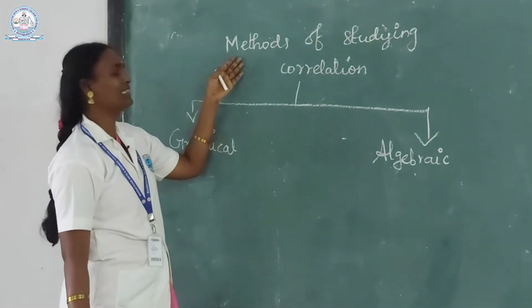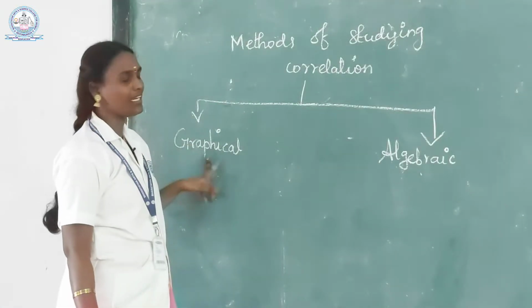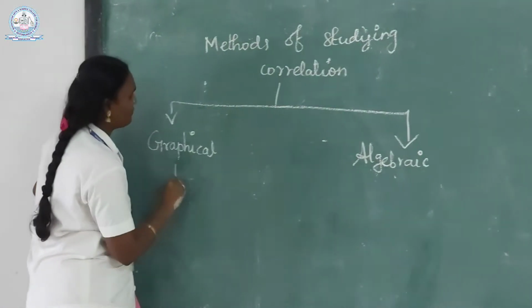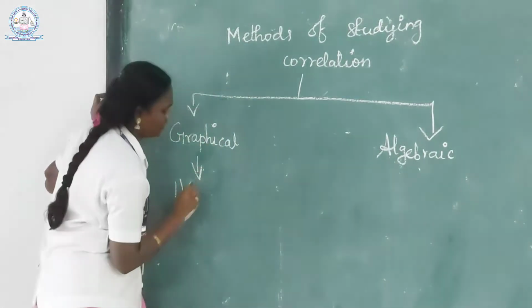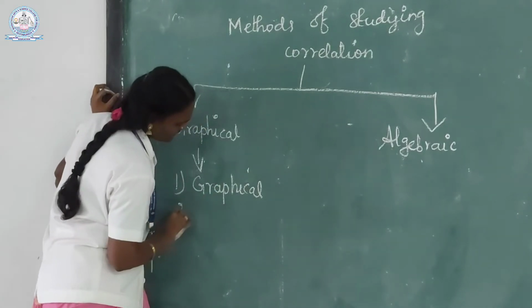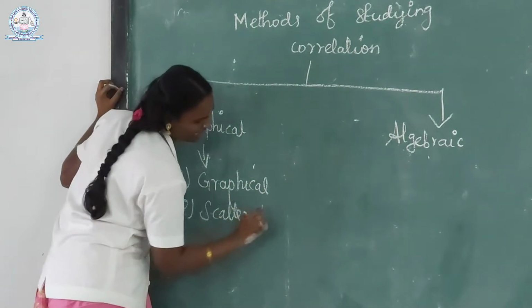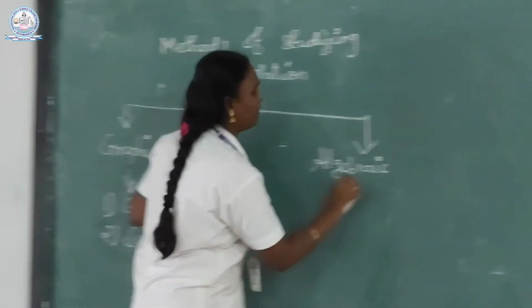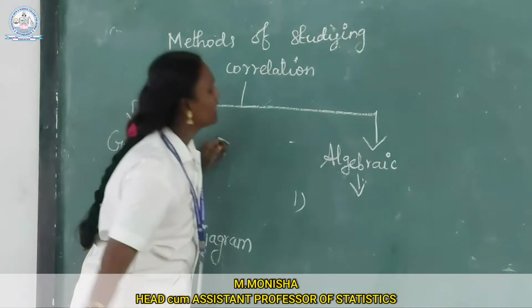Next we have to talk about methods of studying correlation. The methods of studying correlation are categorized into 2 categories. First one is graphical, then second one is algebraic method. In graphical method, we study 2 methods to find the values of correlation. First one is graphical method. Second one is a diagrammatic representation, that is named scatter diagram. Then algebraic method. In algebraic method we have to study three different ways to find the value of correlation.